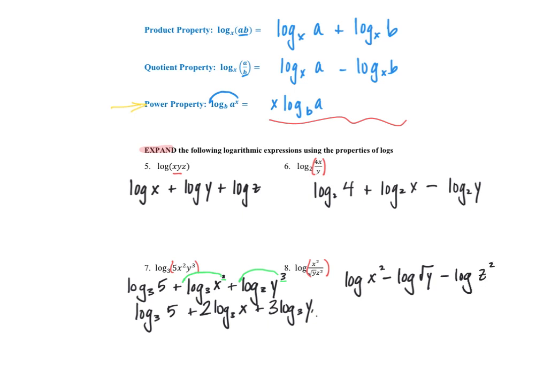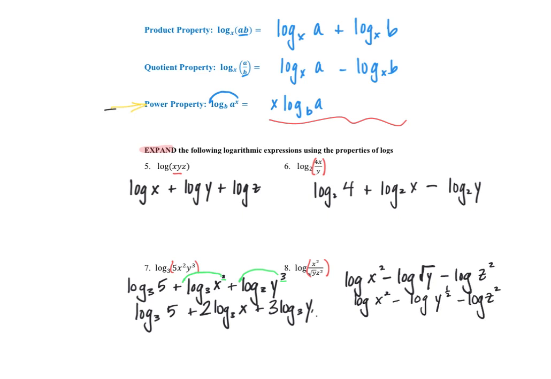Now, I don't like that I have exponents in those arguments. However, I'm going to write one more step here before I bring them in front. Log base 10 of x squared minus log base 10 of y to the 1/2, because this square root is actually a 1/2 exponent, minus the log base 10 of z to the second.